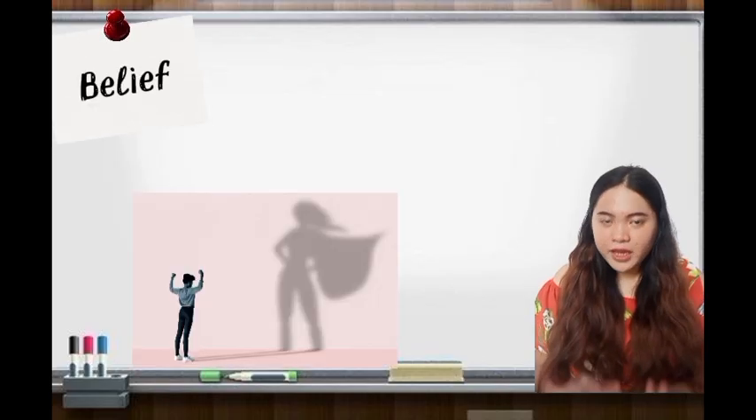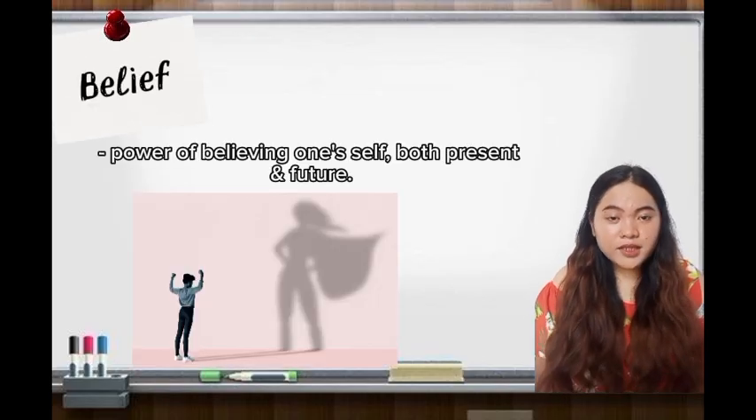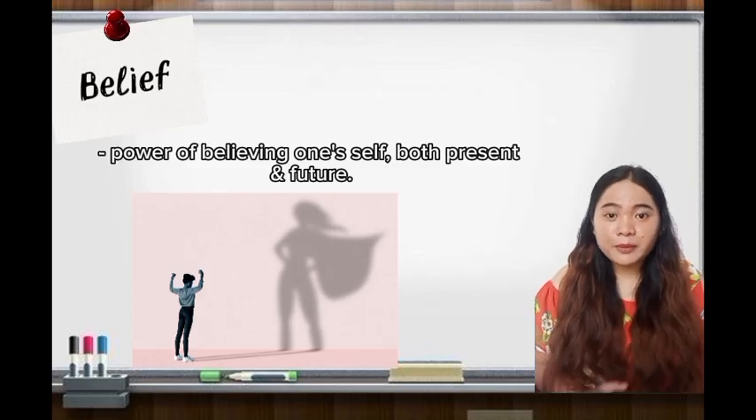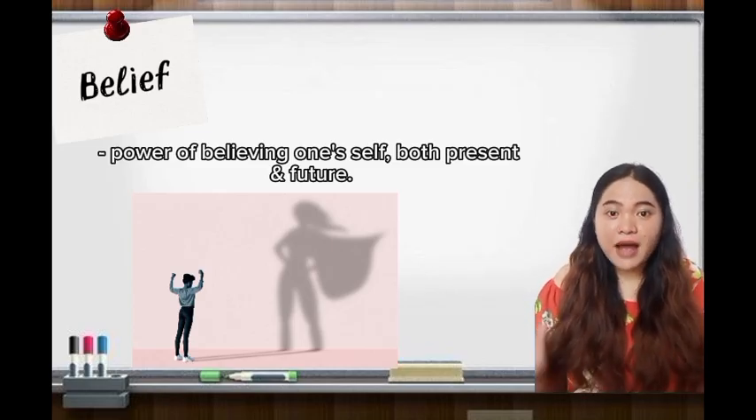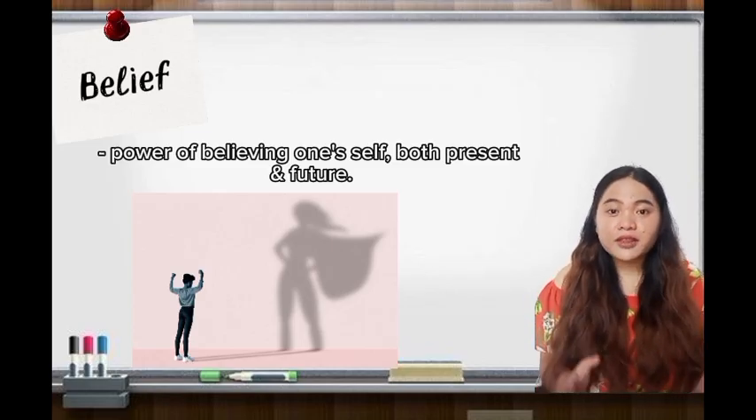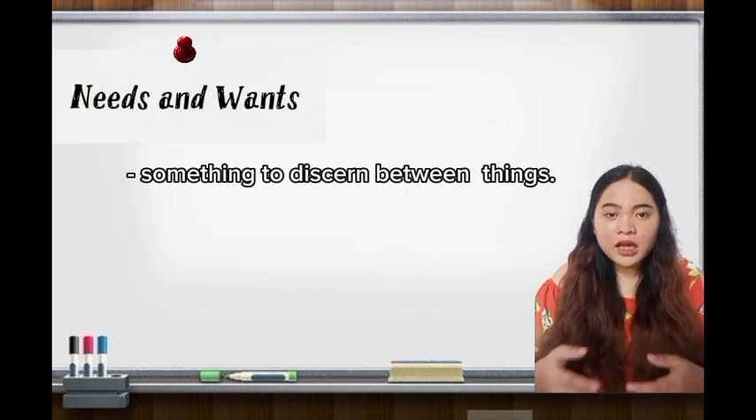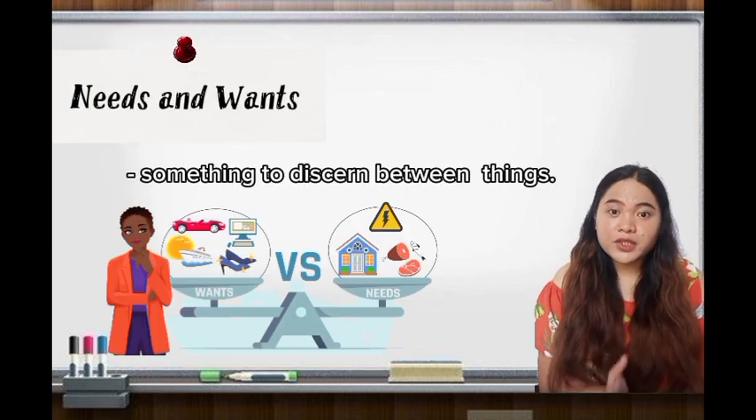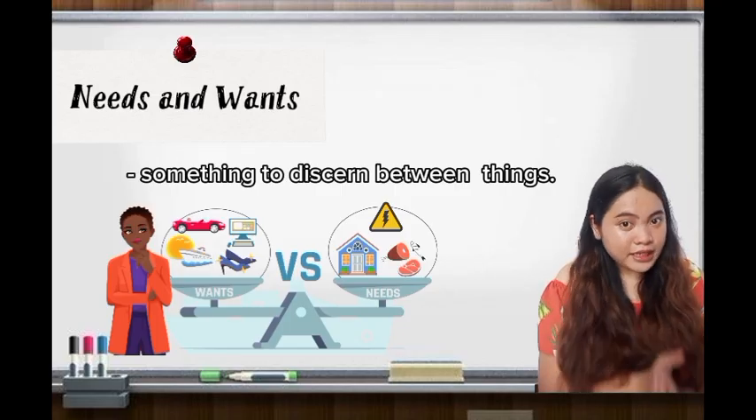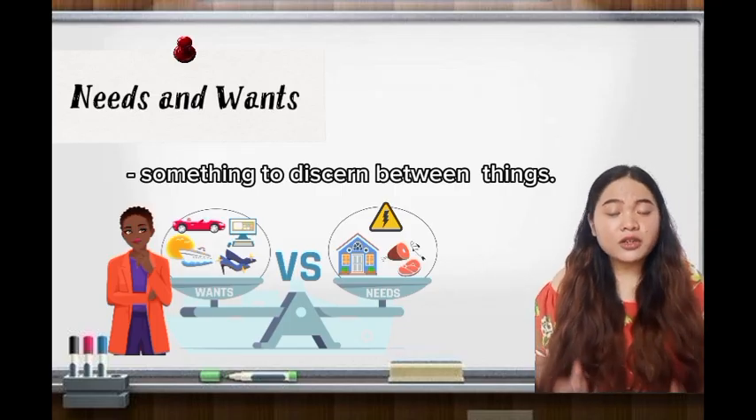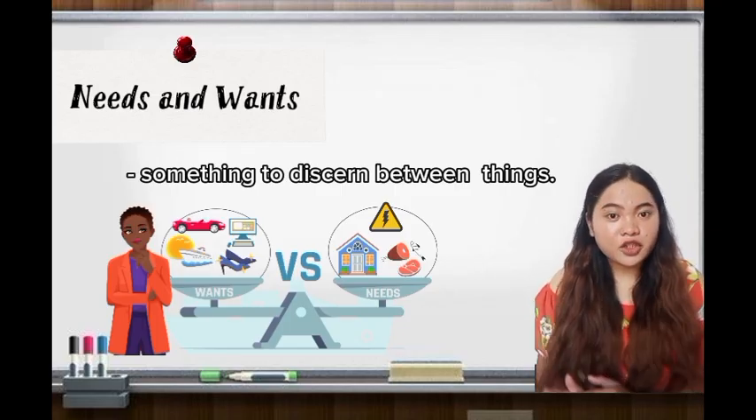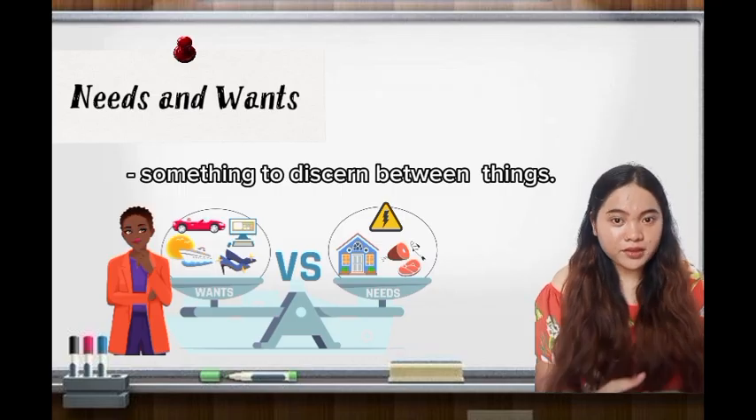5. Belief. It is the power of believing in oneself both at present and in the future. It is a matter of affirming that people and things in one's life happen for a reason and that everything will ultimately turn out to be good. 6. Needs and wants. It is to discern between things that one needs versus things that he or she just wants, and establishing needs prior to fulfilling wants.